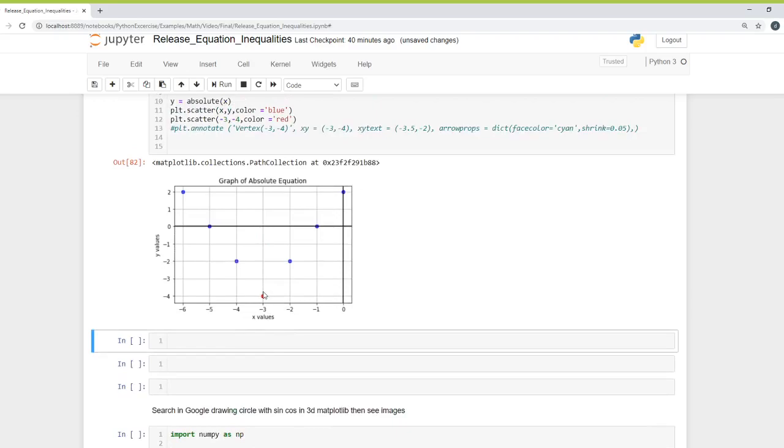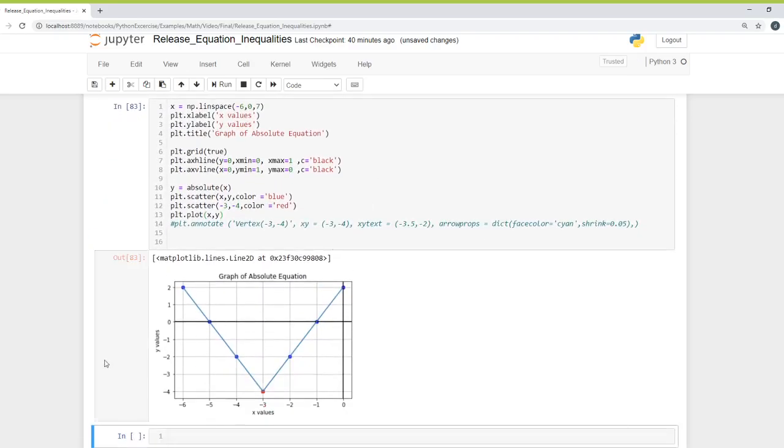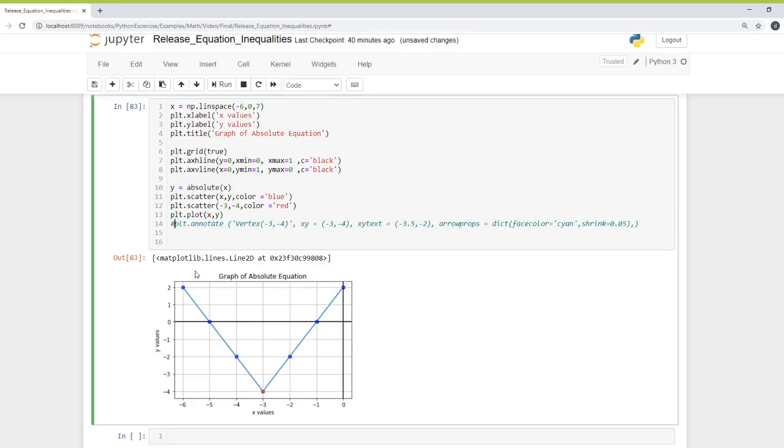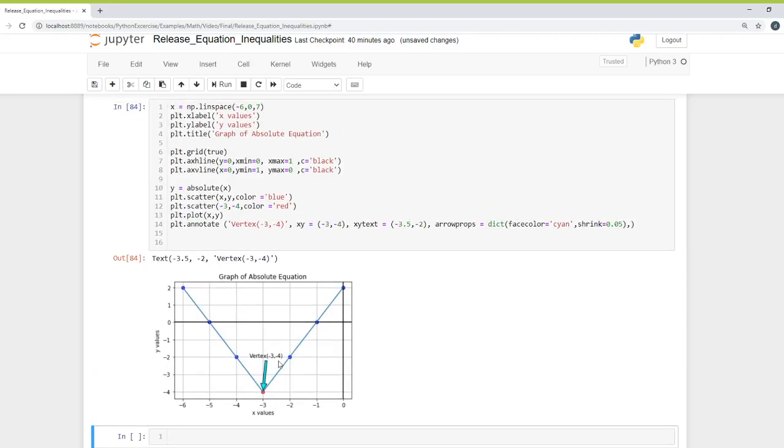We can also create a line for this plot. To create the line, use plt dot plot, x comma y. So this is our line, this is our data point, and this point is our vertex, minus 3 comma minus 4.